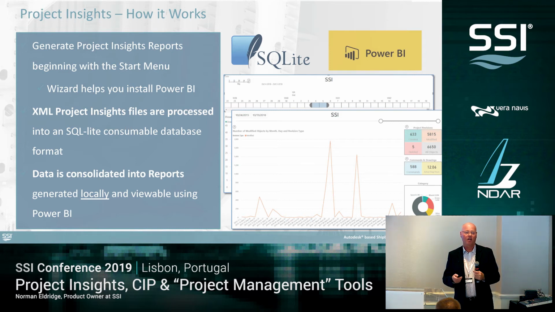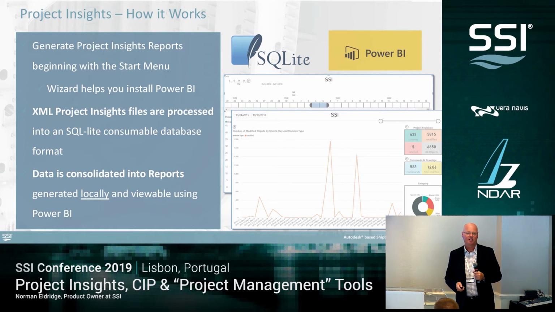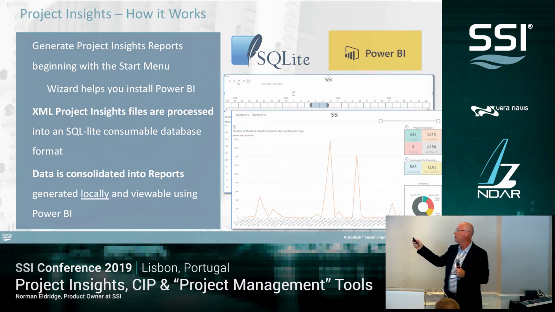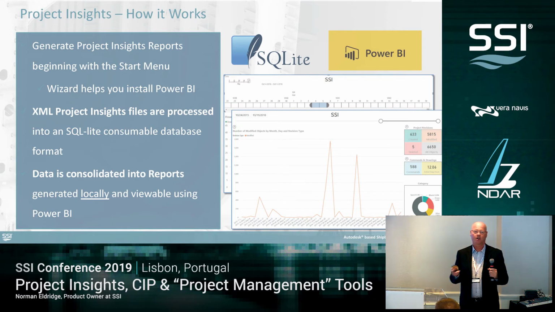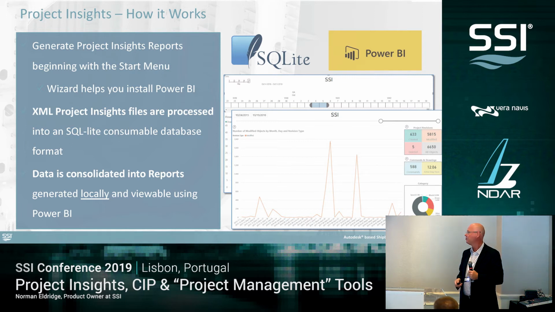And how does it work? We really thought hard about how to make this easy. So to generate a report, you go to the Start menu, and there's a nice little icon that says Project Insights. If you've never run this before, it'll walk you through a wizard that helps you install Power BI. And we've built it around the Power BI free version. So it's easy to download, install, and run. The advanced version's more about sharing on the web and all that kind of stuff. So it has all the functionality we need. So it's really easy to get, really easy to install.